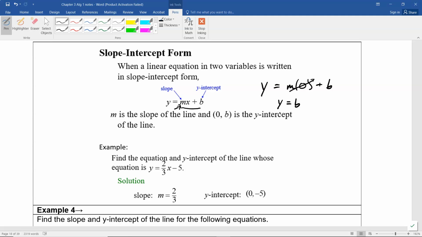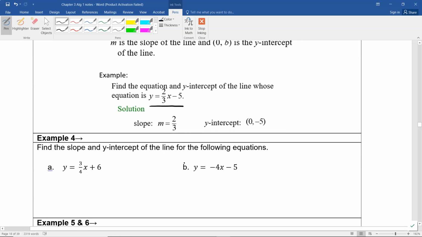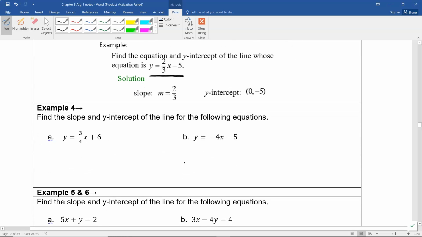So here we have the y-intercept, and just an example to show you what this looks like when there's numbers in terms of these variables. We have this equation here: y equals 2/3 x minus 5. The m is going to just be this 2/3. And the y-intercept is going to be 0, -5. Okay, so I'll do part A for these examples, and then you go ahead and do part B.